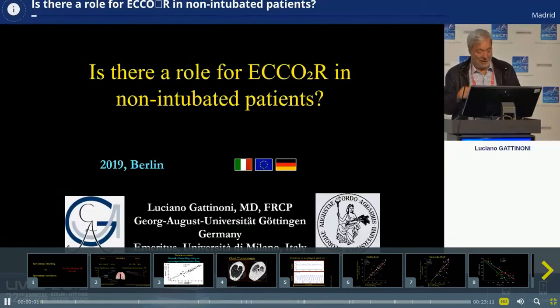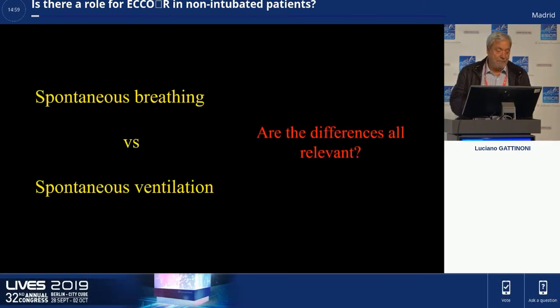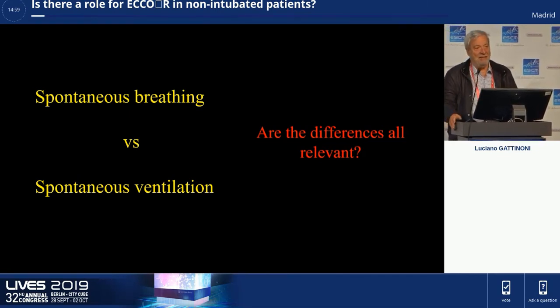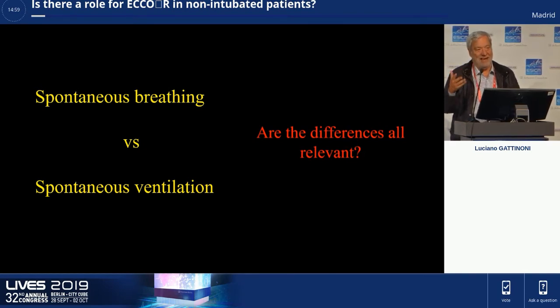There is a role for extracorporeal CO2 removal in unintubated patients. Well, let me first say something that interests me more and more. Why do we ventilate the patient?